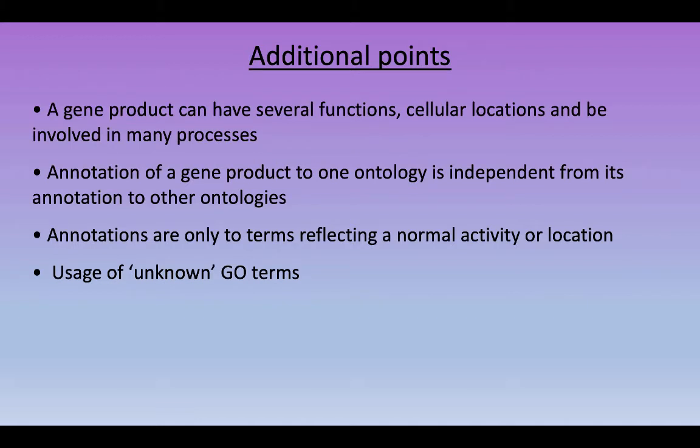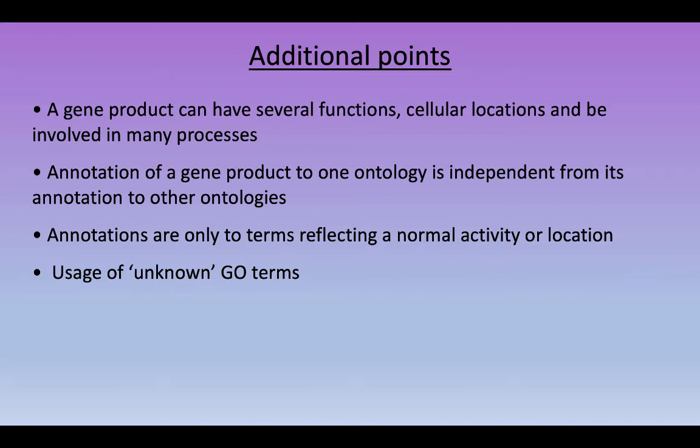So some additional points. Any gene product, again, can have several functions, cellular locations, and be involved in many processes. So don't think it's only going to be one. Annotations of gene products to one ontology are independent from their annotation to other ontologies, so they're not necessarily related to each other. Annotations are only terms reflecting the normal activity or location of an entity, so they don't look at these exceptional cases.